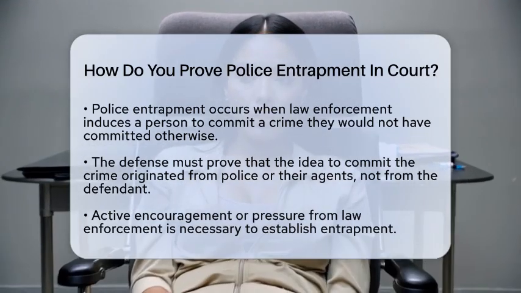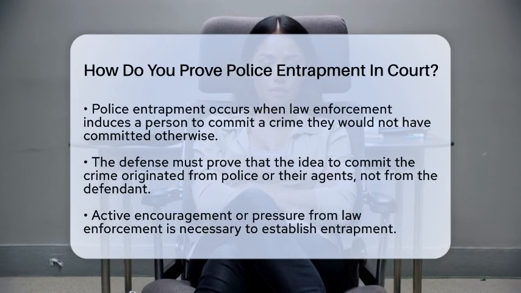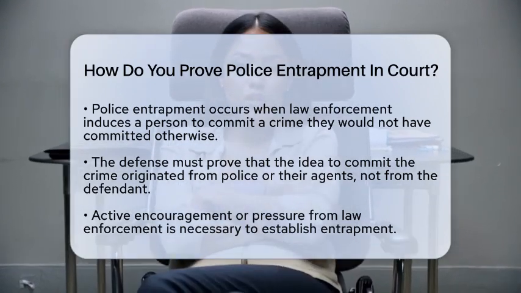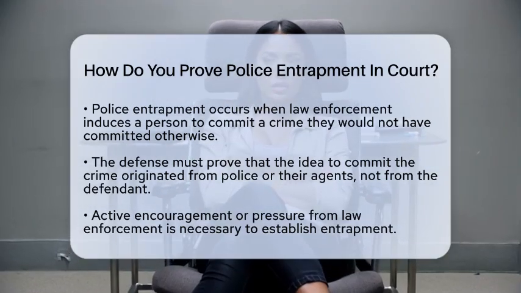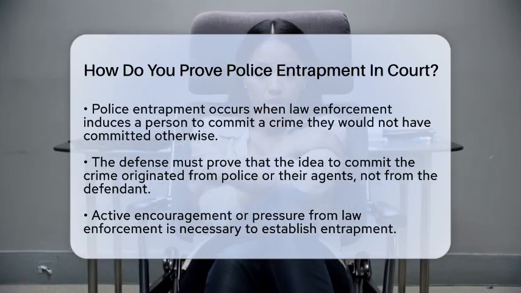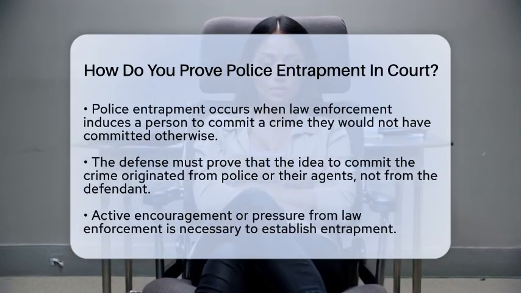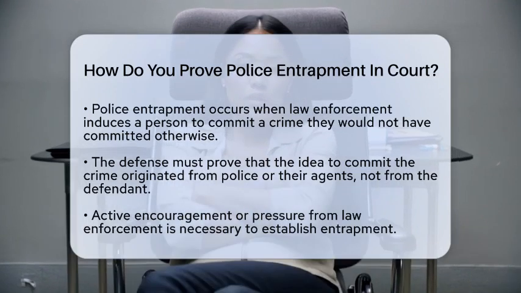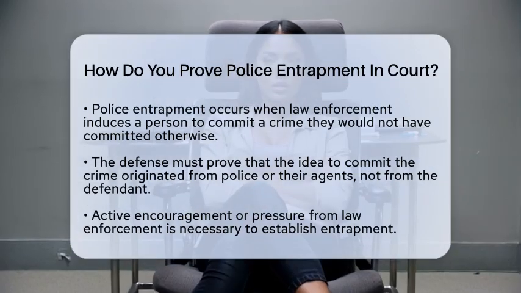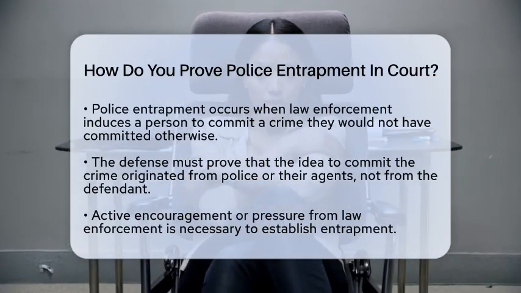To prove police entrapment, the defense must show that law enforcement officers or their agents were the ones who induced or persuaded the defendant to commit a crime. This means the idea to commit the crime did not come from the defendant. Instead, it originated with the police or their agents.